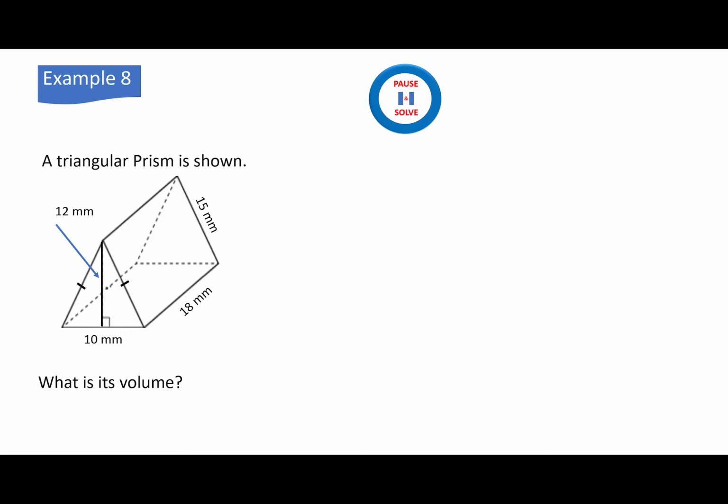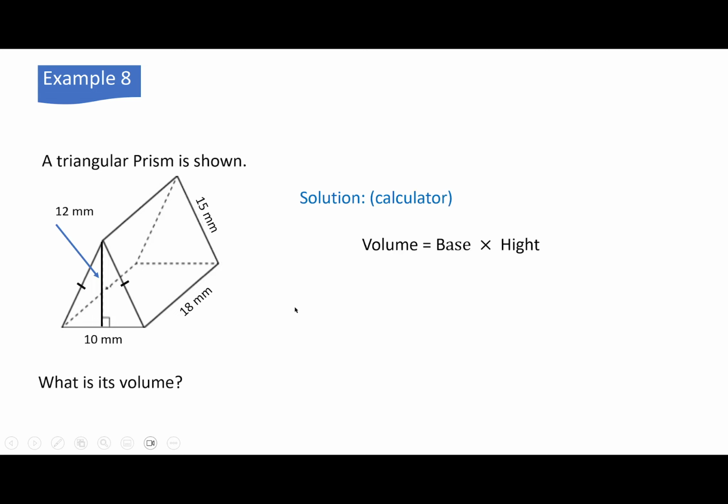Example 8. A triangular prism is shown. What is its volume? Now, this is the base, and this is another base, and this is the height, okay? So again, the formula is base times height. Now, the base is a triangle. So remember, 10 times 12 divided by 2, that's the triangle. Now, times the height, you get 1080 cubic millimeters.